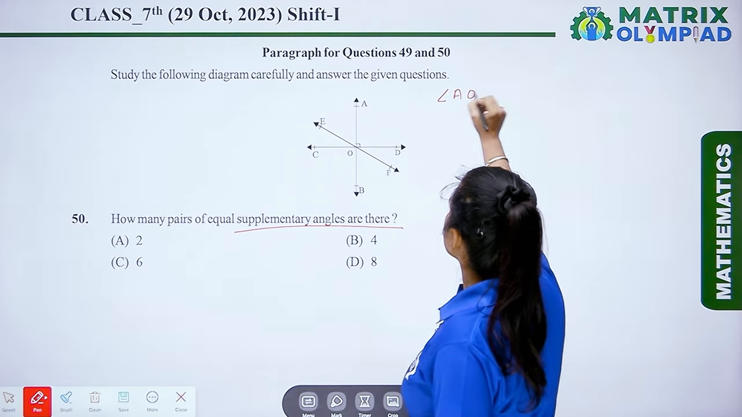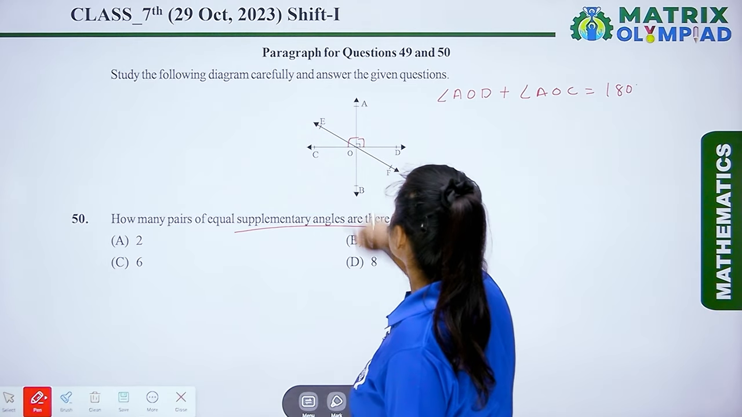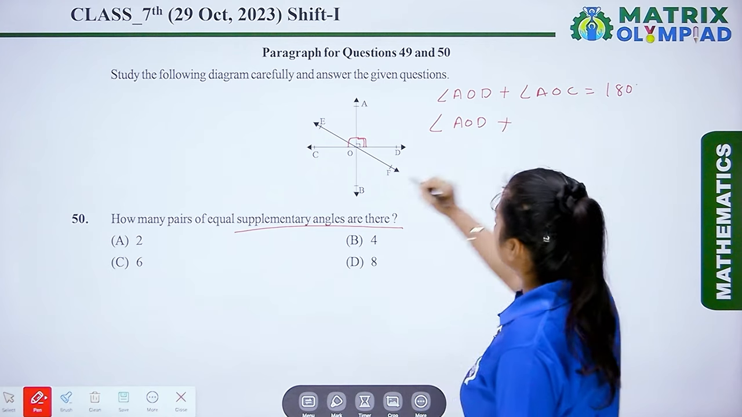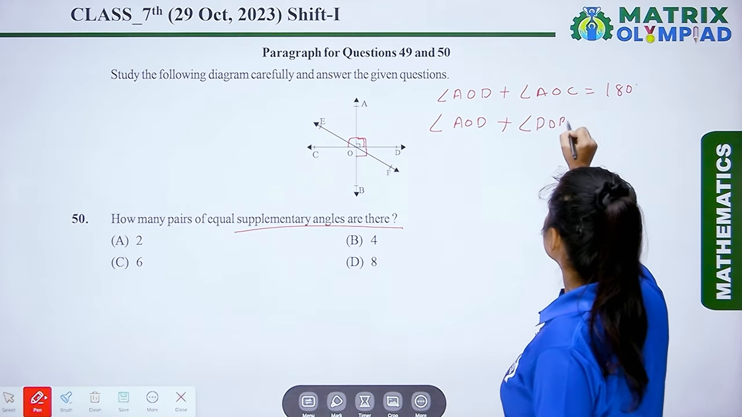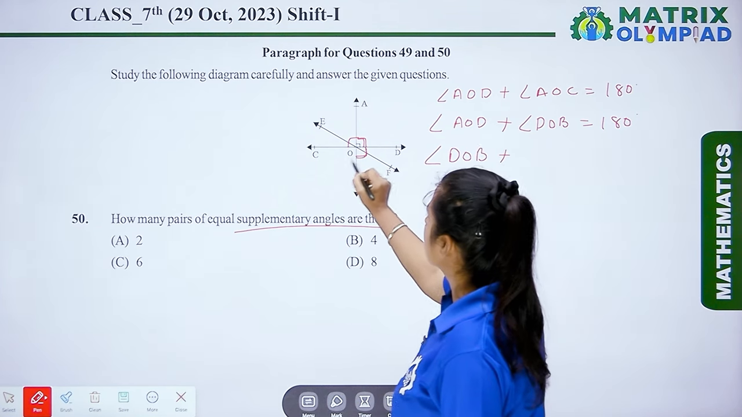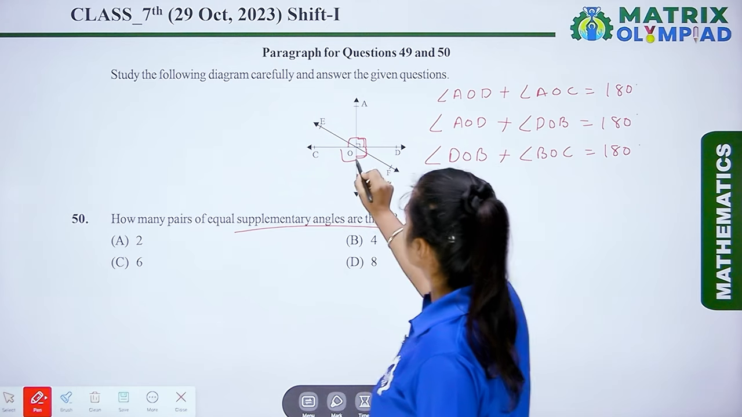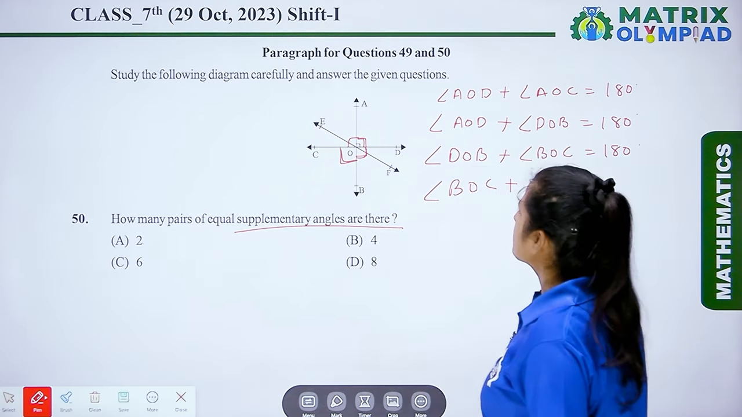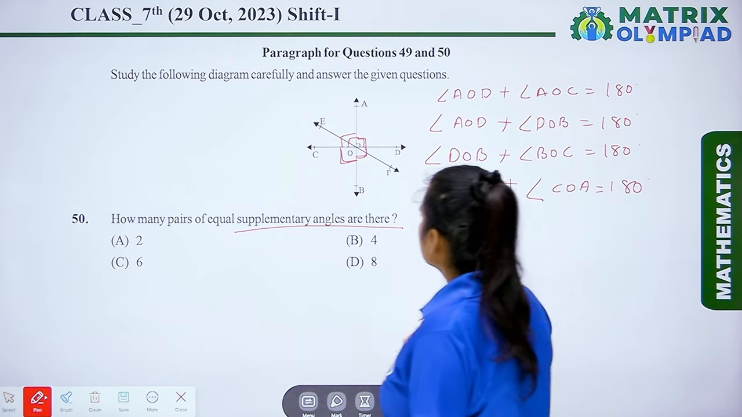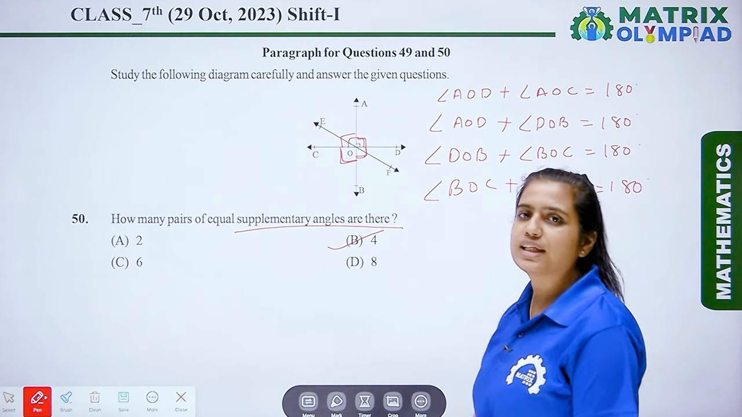First pair we have angle AOD plus angle AOC is equal to 180 degrees. Next we have angle AOD plus angle DOB equal to 180 degrees. Next we have angle DOB plus angle BOC equal to 180 degrees, and then we have angle BOC plus angle COA equal to 180 degrees. So from this we can conclude that there are four pairs of equal supplementary angles. So here option B is the correct answer.